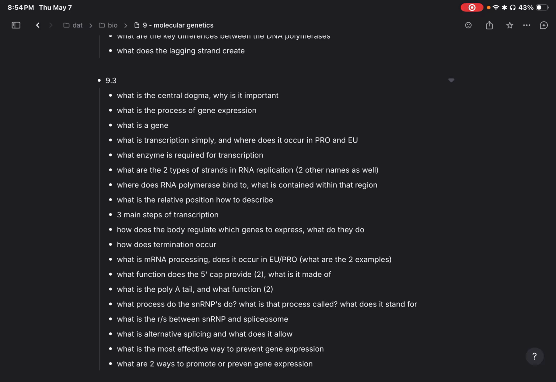What is the process of gene expression? It's the process of the central dogma, going from DNA to proteins, because proteins are like the more reactive version. That's how you're able to express the change, through transcription and translation. What is a gene? A gene is a specific sequence of nucleotides that code for a certain trait. I think we already talked about that. A specific sequence of nucleotide monomers.